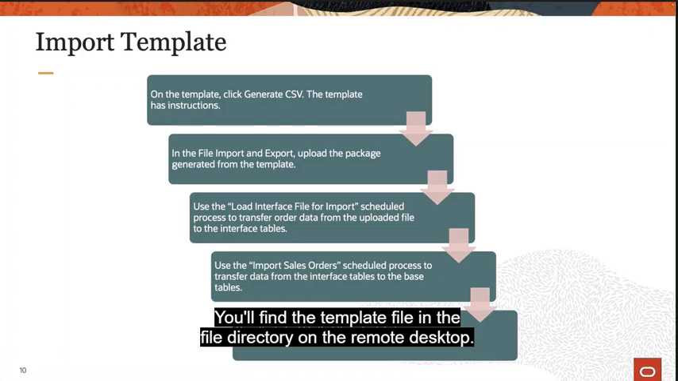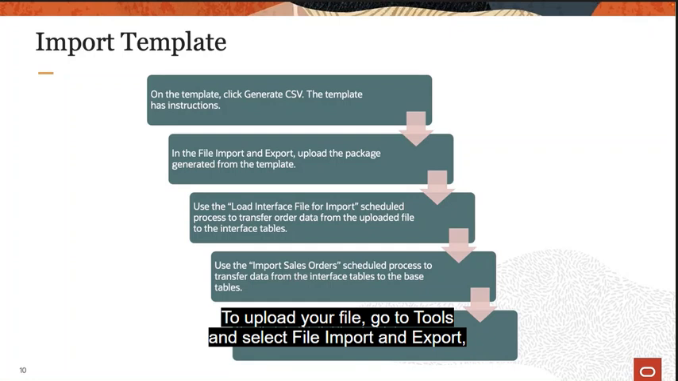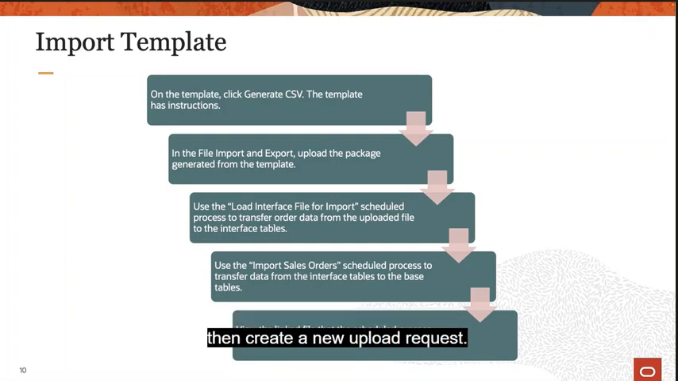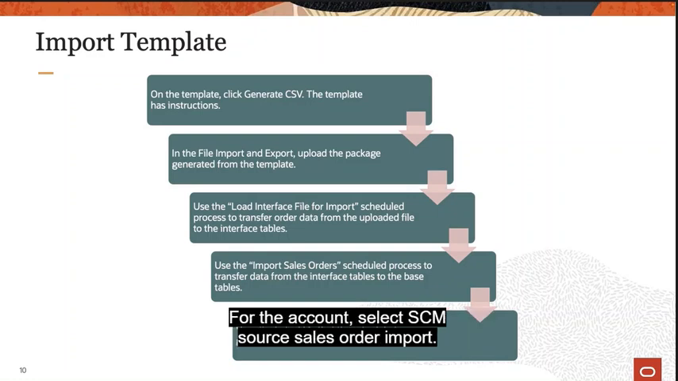You'll find the template file in the file directory on the remote desktop. The template also includes tips and guidance for the full end-to-end file-based data import process. To upload your file, go to Tools and select File Import and Export, then create a new upload request. You'll set two parameters, one to choose the file and one to choose the account. For the account, select SCM Source Sales Order Import.